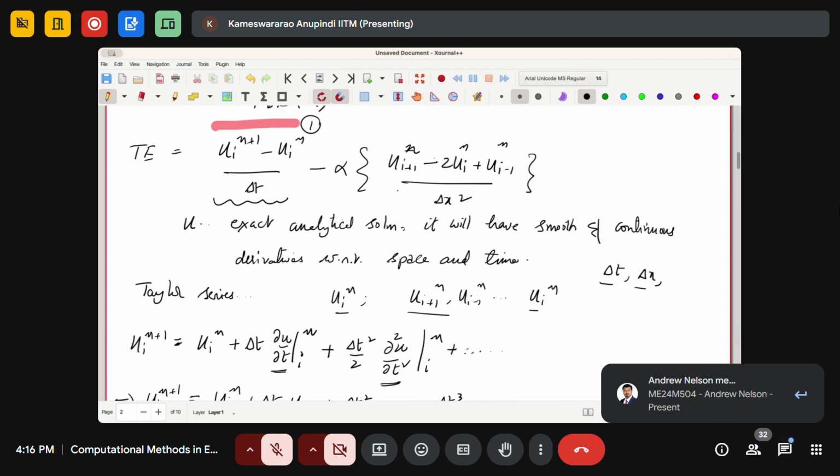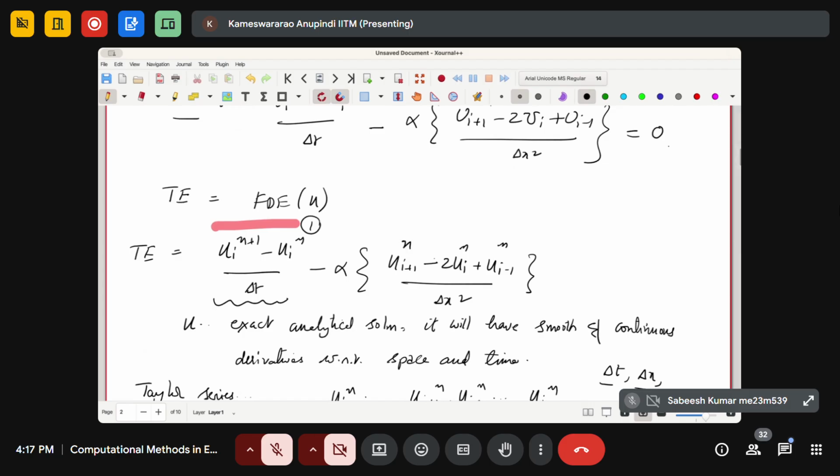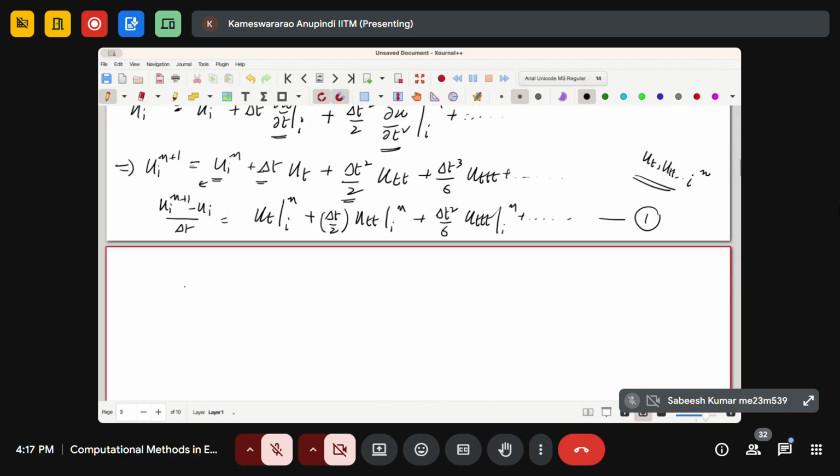Okay, similarly, let's try to now expand u_(i+1) and u_(i-1). But now all of these are at the nth time level, right? Because this is an explicit scheme. So as a result, everything is at the nth time level. So I'm going to write u_(i+1) at the nth time level as u_i at the nth time level plus delta x, then typically you'll have ∂u/∂x at i and n. So I'm going to use a shorthand notation. Instead of ∂u/∂x, I'm going to write u sub x. Okay, this is exactly the same notation we have followed.